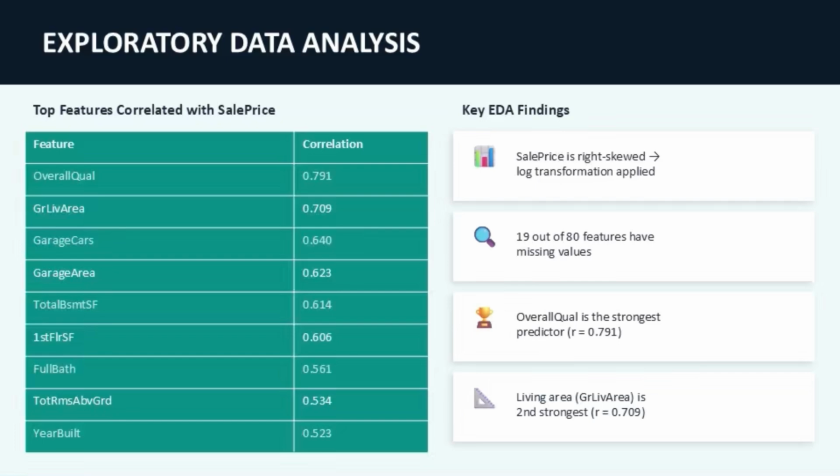Next, we analyzed feature correlations. We found that OverallQual, which represents the overall quality of the house, has the strongest correlation with price. The second most important feature is GrLivArea, which represents the living area size. This makes sense because larger and higher quality houses tend to have higher prices. We also identified that 19 features have missing values, which guided our pre-processing decisions.